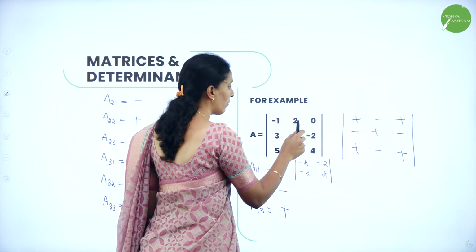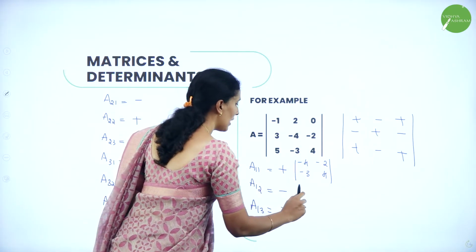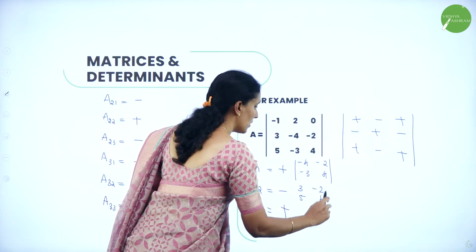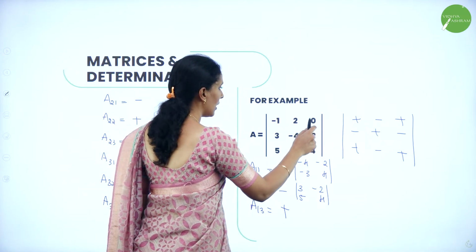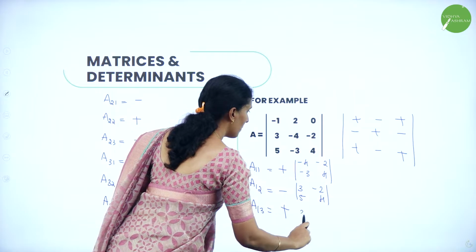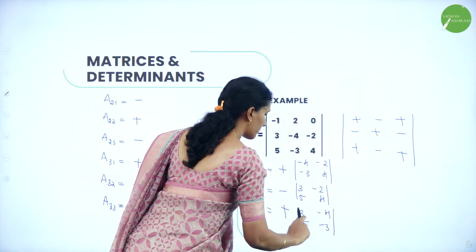So here, let me take 2. If you delete the row and column for 2, the remaining elements are 3, minus 2, 5, 4. So this is the determinant. Next, for the third element, delete the row, delete the column. So you have 3, minus 4, 5, minus 3.